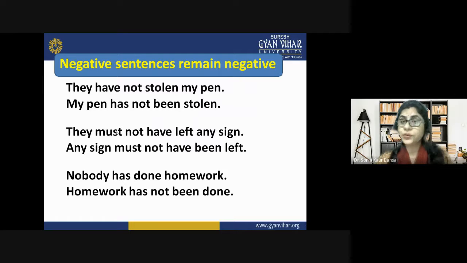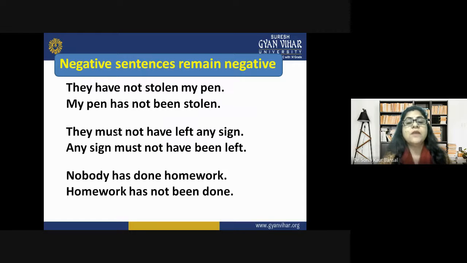You are not going to change negative to positive. Whatever voice is there, active, negative or positive, you will keep the same. You will not change it. All right, so negative sentences will be negative only in passive voice also. So, next example, you can see: they must not have left any sign.